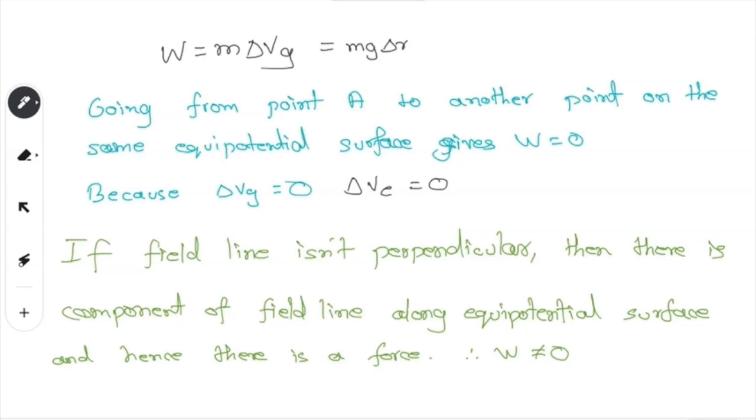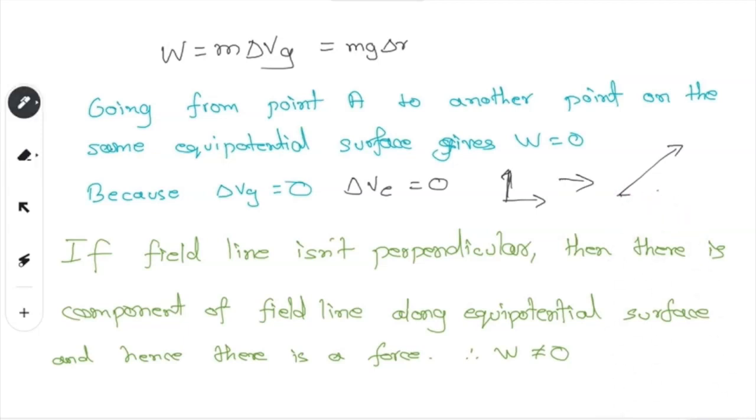That means that some component of that field line would move along the equipotential surface. Now, what I mean by component is any kind of vector can always be broken up into its y component and also its x component. It's these components that come together to produce this singular vector.